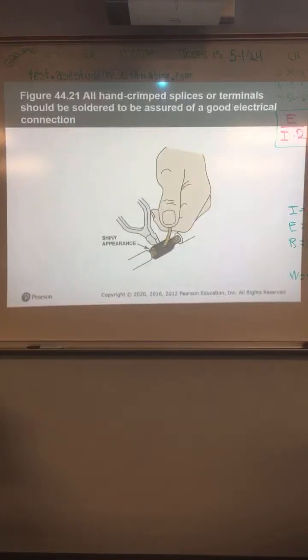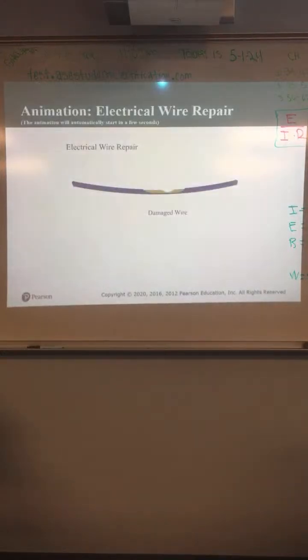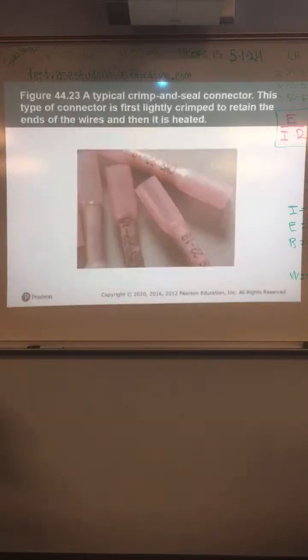We'll do a little bit of playing with those. Those are nice splices there. If you have a good solder connection, it should be shiny. The solder should be shiny once it melts into the wire of the connector, okay? A butane torch is used for heat shrink. You can use it to apply heat. You have to be careful on this because obviously if you get too close to it, you could mess up the wire. We're going to do some wire repair.